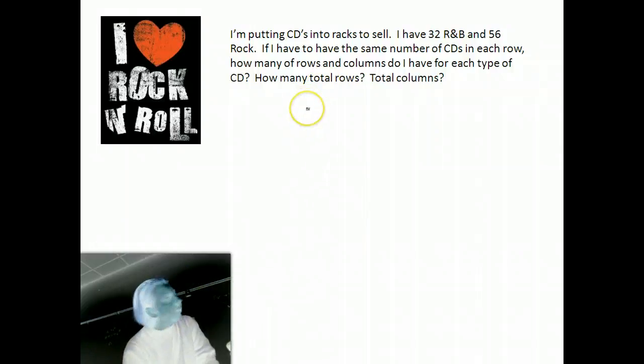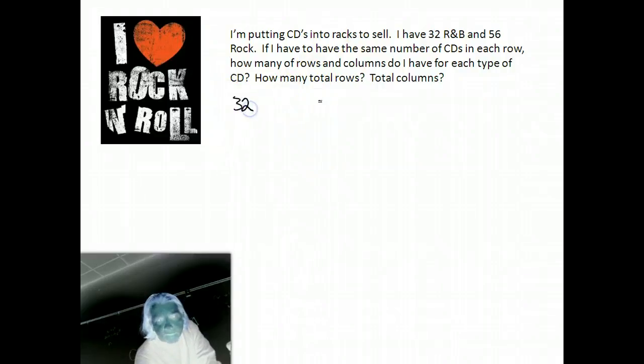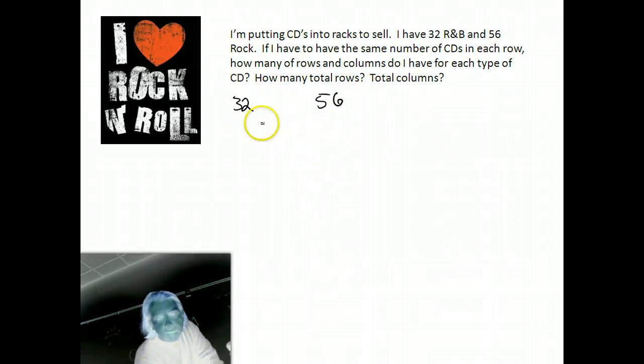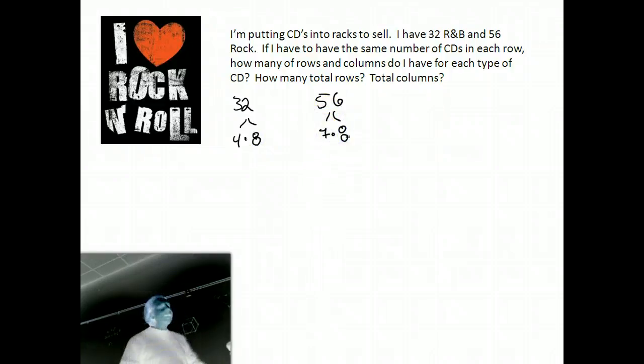We will do a sketch to help visualize. I've got 32 R&B and 56 rock. So what would be the GCF between them? Can you go higher than 8? Is 8? Let's see, 32 is 4 times 8, and 56, 7 times 8. It looks like 8 is the greatest common factor that they both share.